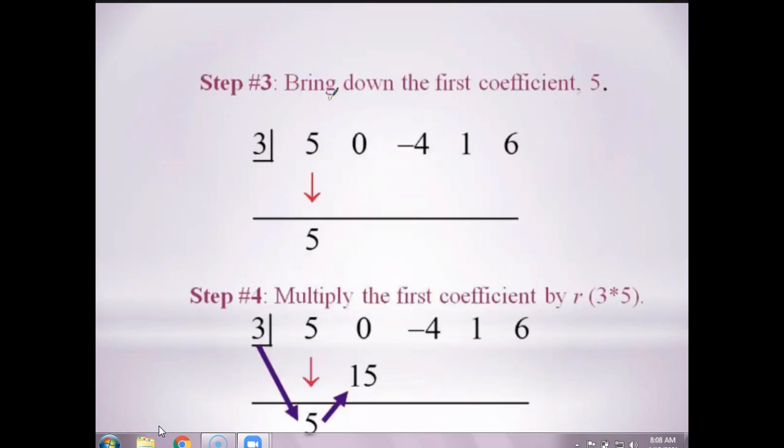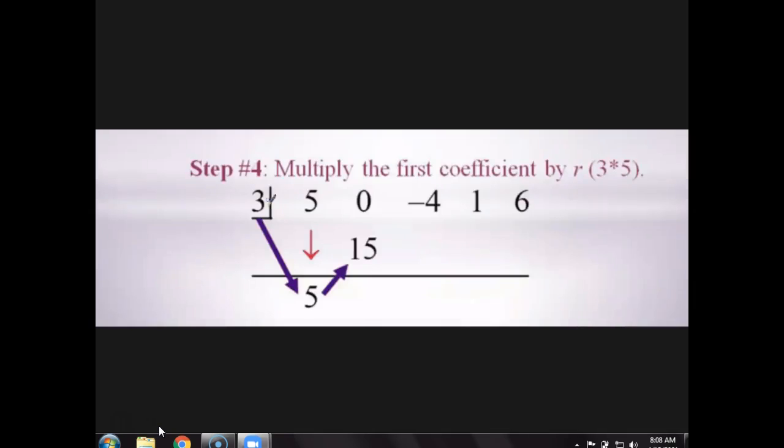Step 2 is to write the leading coefficients. Step 3 is to bring down the first coefficient exactly as it is. After you bring it down, it's almost like long division in reverse. You are going to take the number in the box, multiply it by the number you brought down, and fill it in under the next leading coefficient. So 3 times 5 is 15.